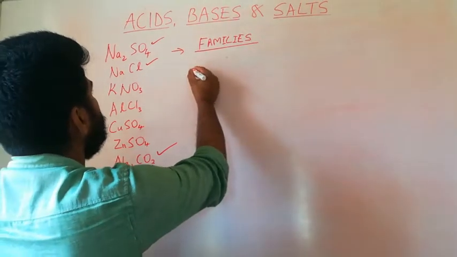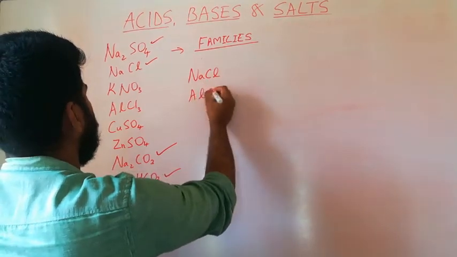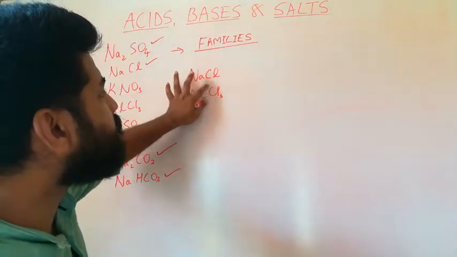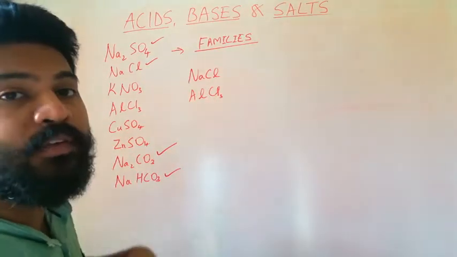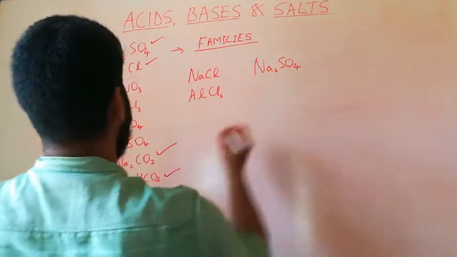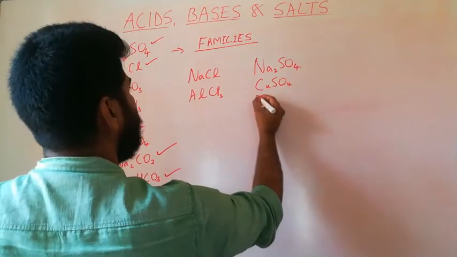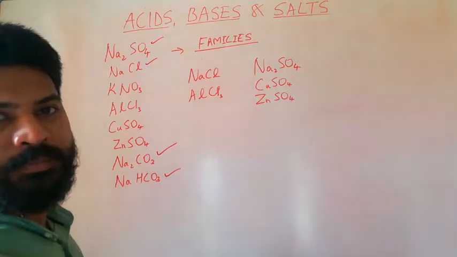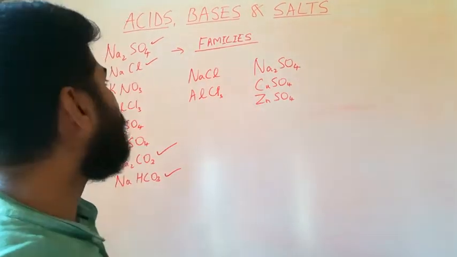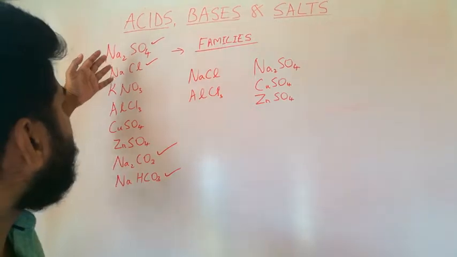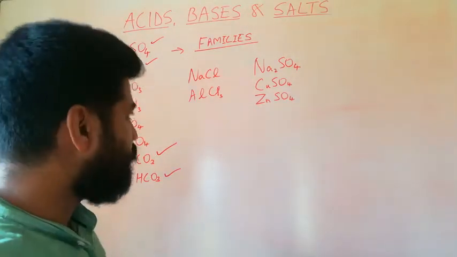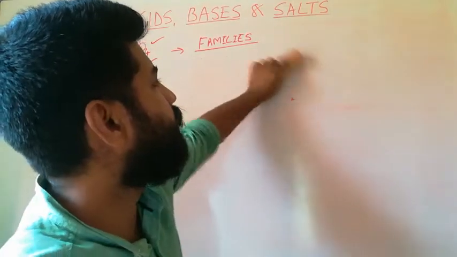Similarly, we can also group sodium chloride and aluminium chloride in one family, that is a chloride family, wherein the anion is common, that is chloride. So that is the chloride family of salts. Similarly, we can also group sodium sulfate, copper sulfate and zinc sulfate. Here the sulfate ion is common among all these salts. So that is the sulfate family of salts. That way we can group the salts based on their cations and anions. Now it's a very simple topic.